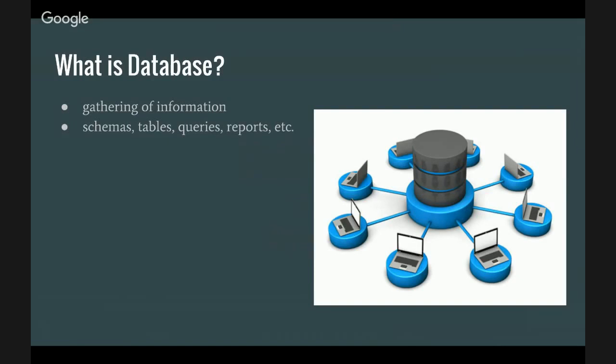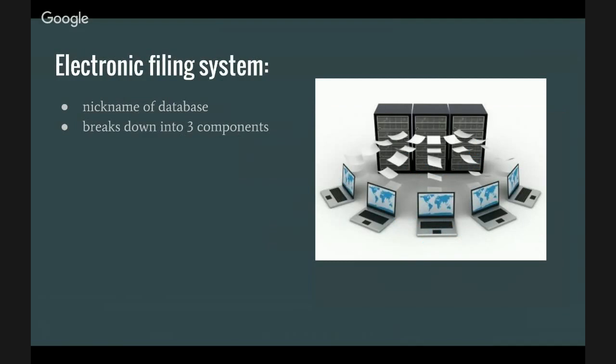A database is known as the gathering of information that's accessible, managed, and updated efficiently and easily. Databases consist of schemas, tables, queries, reports, views, and other visual components. Electronic filing system is actually a nickname for databases, and databases can break down into three components, which are files, records, and fields. These three components work together in order to make databases more organized and efficient.